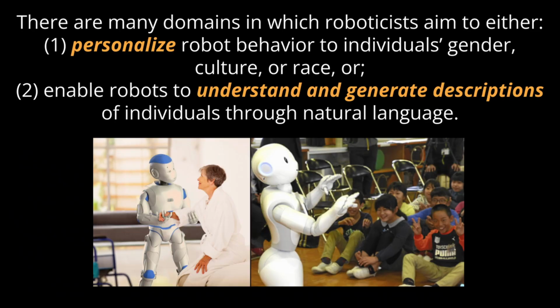Hi, I'm Tom Williams from Colorado School of Mines, and today I'll be talking about the ethical risks surrounding the use of identity characteristics in human-robot interaction. HRI researchers are increasingly attending to identity characteristics like race, gender, and culture in a variety of ways, including attempts to personalize robots' behaviors to these identity characteristics, as well as enabling robots to understand and generate descriptions of people in ways that might end up using these identity characteristics.